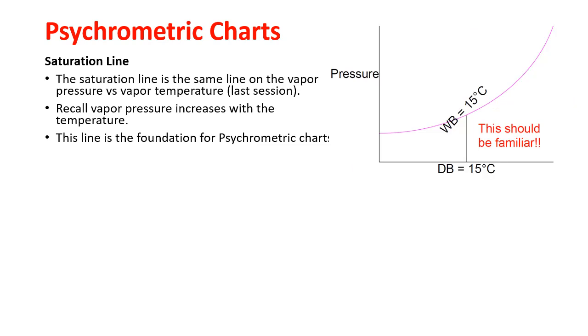A couple more key elements of the psychrometric chart. Saturation line. This line represents the point at which the air becomes saturated, or 100% humid. It's similar to the pressure versus temperature line that we discussed in an earlier session. Remember, as temperature increases, vapor pressure also rises. This line forms the basis of psychrometric charts.